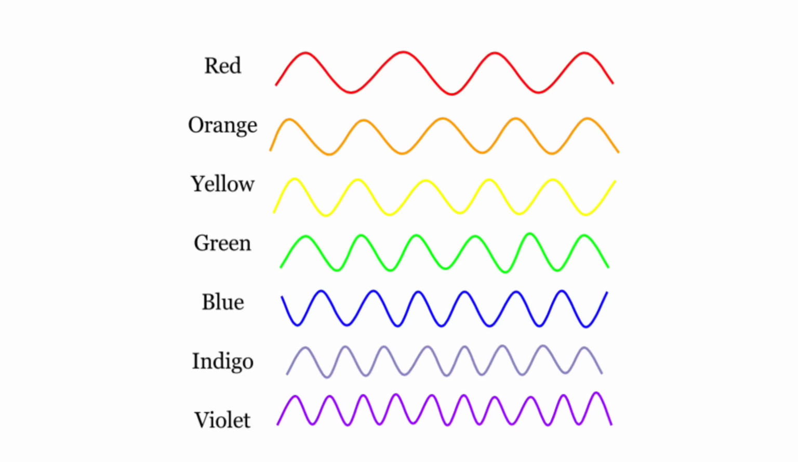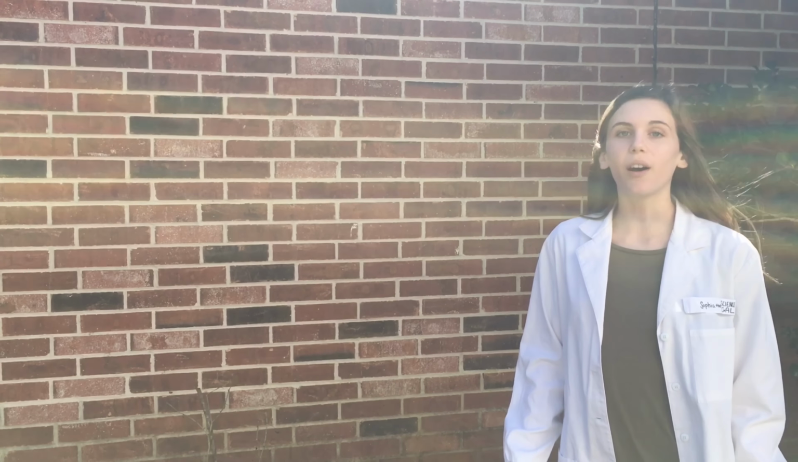We see visible light as colors of the rainbow. Each color has a slightly different wavelength, as demonstrated in this picture. Red has the longest wavelength, and violet has the shortest. As many of you may know, all of these colors together produce white light. The opposite works as well. When white light is passed through a prism, it separates into the colors of the rainbow.